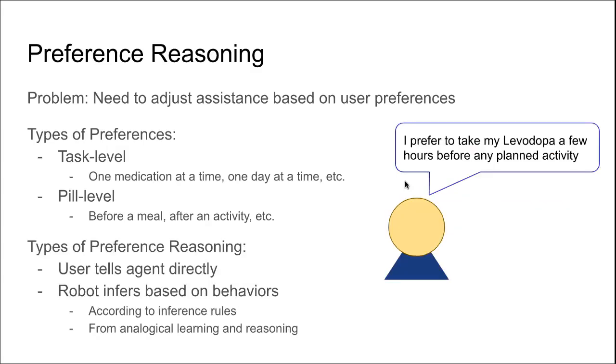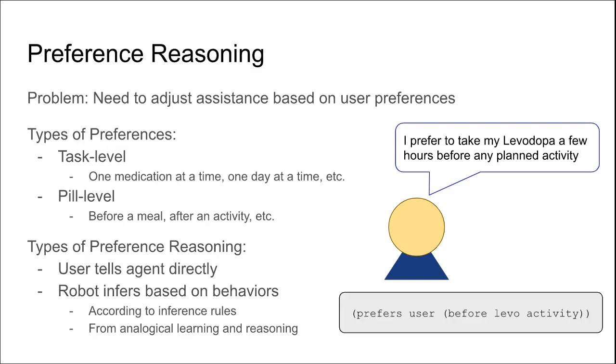Now, there's a few different ways in which the robot might be able to go about reasoning about these preferences. One possibility is that the person tells the robot what its preferences are. So the person just says, I prefer to take my levodopa a few hours before any planned activity. Using some NLP, we could interpret this into some sort of representation that the robot is then able to understand.